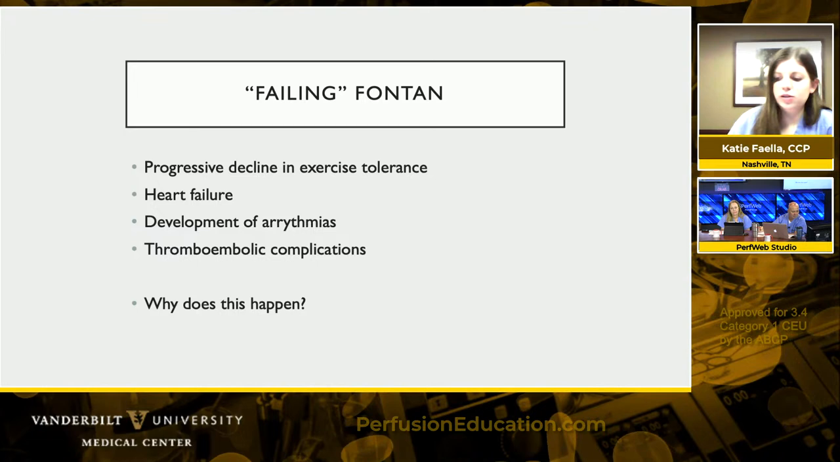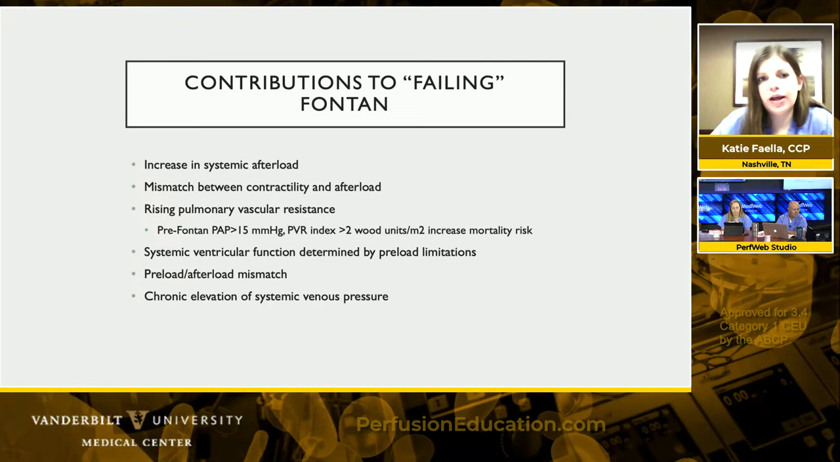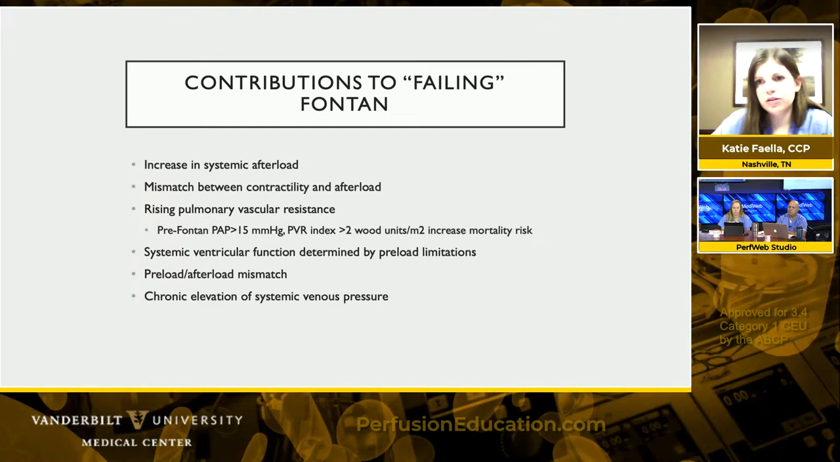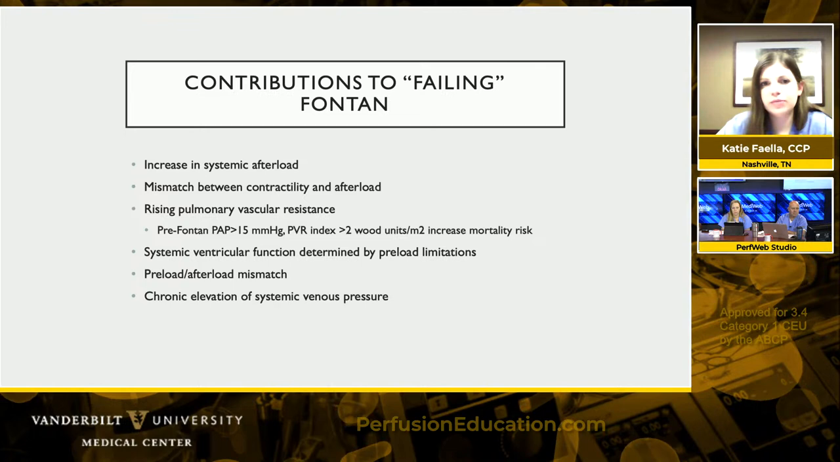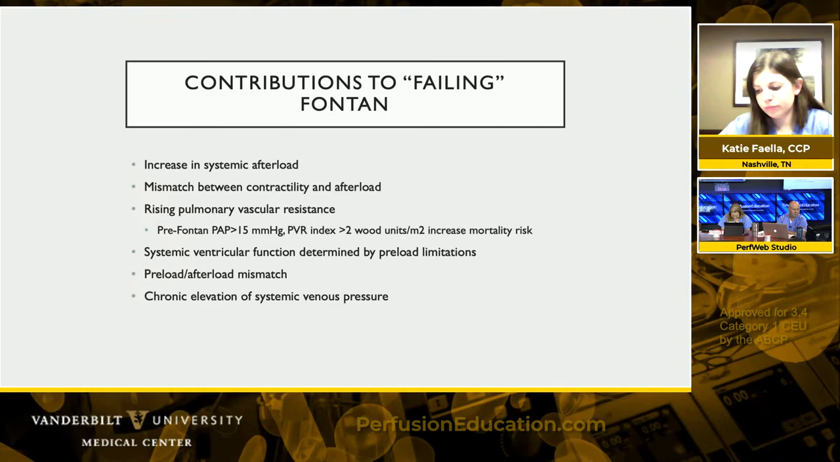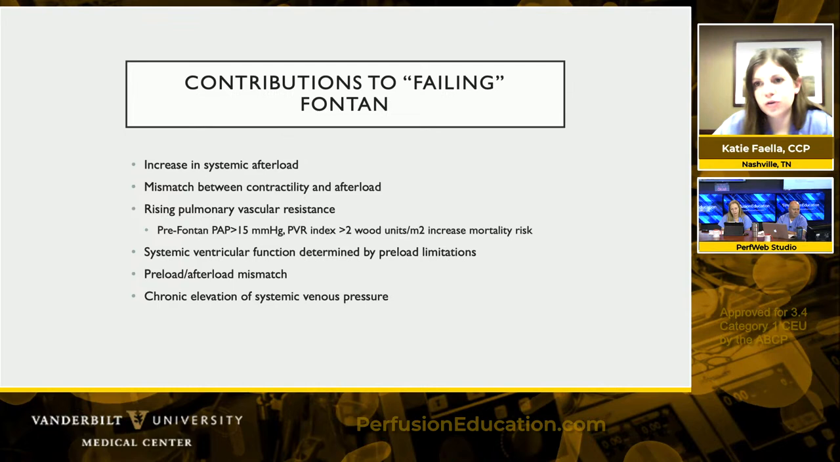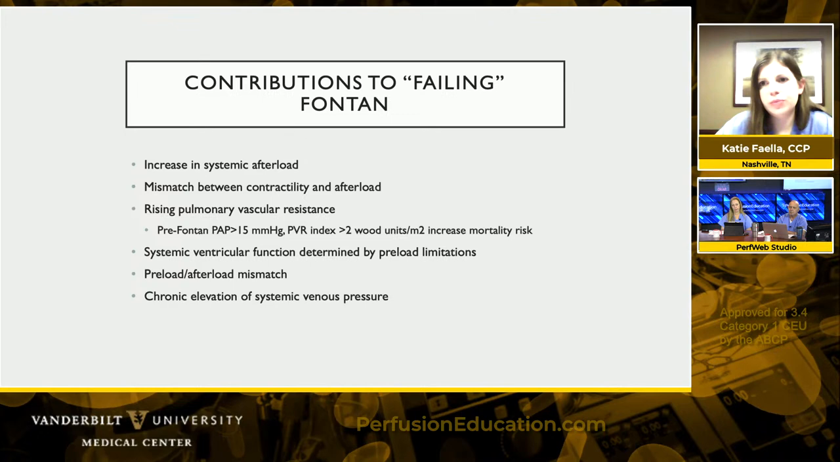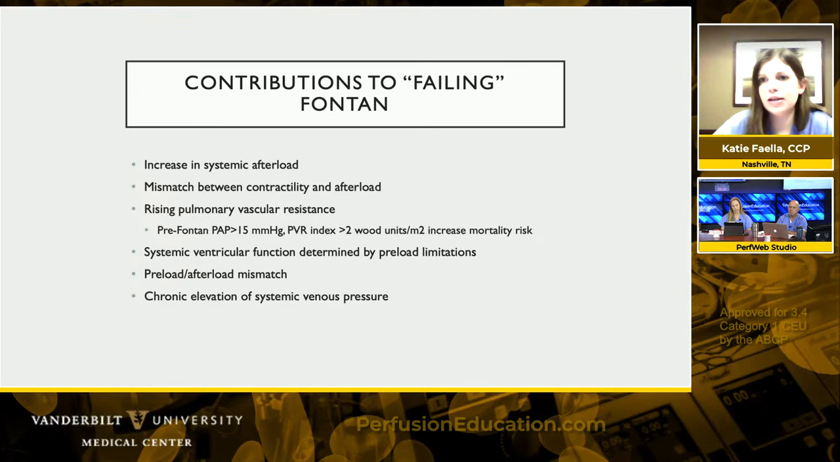Some of the things that are going to contribute to this: they're going to have an increase in systemic afterload. And a big one is this mismatch between contractility and afterload. Due to changes in their systemic circulation and limitations in their ventricular performance, they're going to have this mismatch between contractility and afterload. Especially if they're a right ventricle patient, so if they were a hypoplastic left and their right ventricle is now the systemic. The right ventricle has some differences in its morphology from the left ventricle that don't allow it to be as efficient as a systemic pumping ventricle.